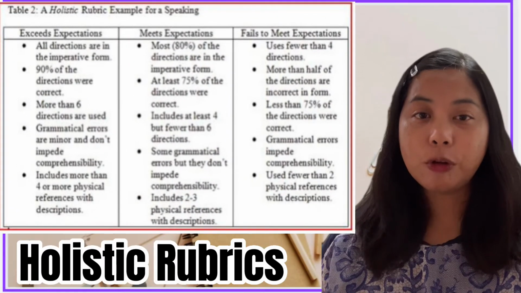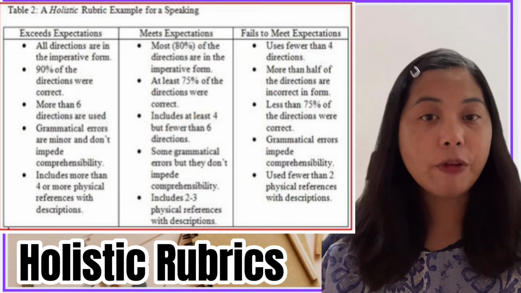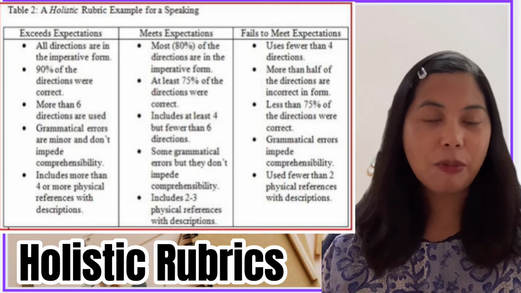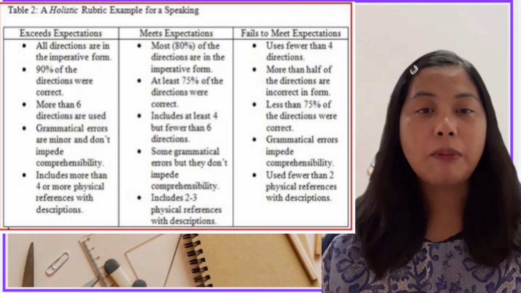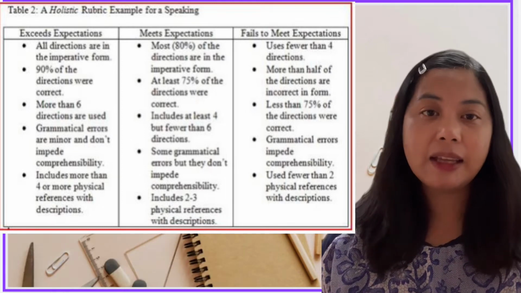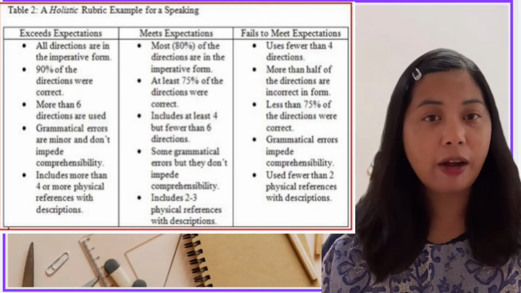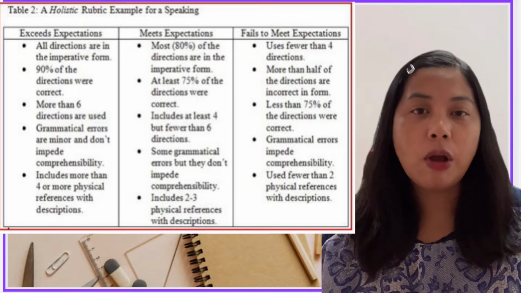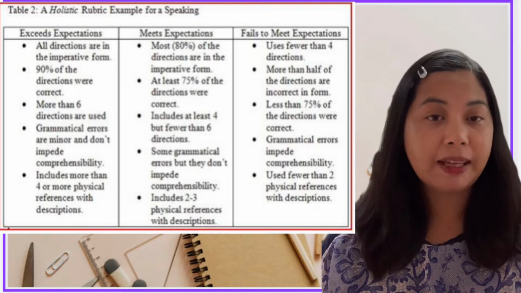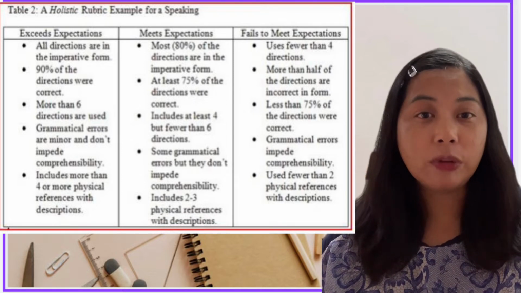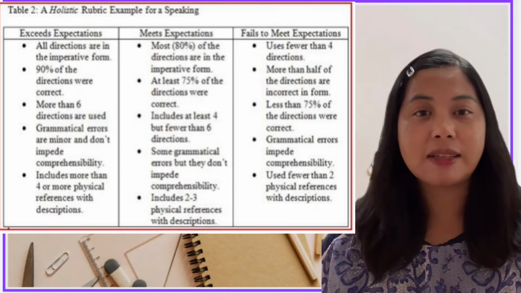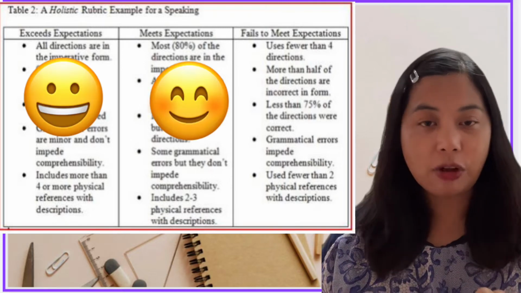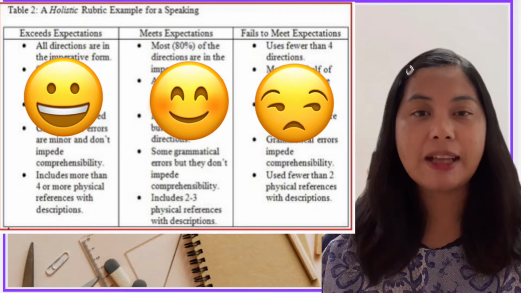A holistic rubric evaluates the overall performance qualitatively. One common example is given by the categories excellent, good, fair, and poor. And this one is a sample of holistic rubric in a speaking task. You will notice that there are three categories: exceeds expectations, meets expectations, and fails to meet expectations.